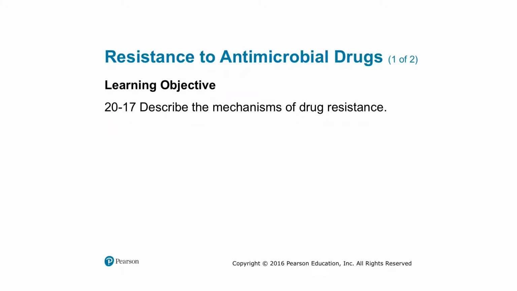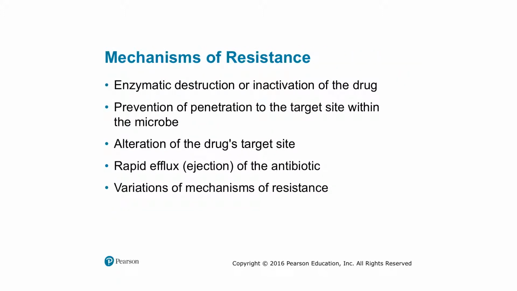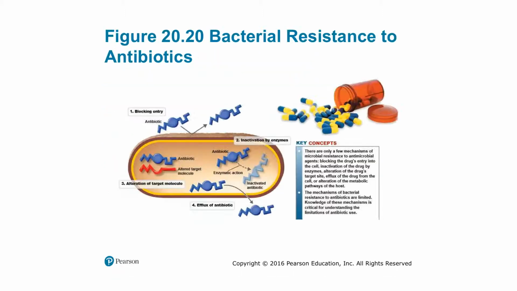So next, we're going to describe the mechanism of drug resistance. Persister cells are microbes with genetic characteristics allowing for their survival when exposed to an antibiotic. And superbugs are bacteria that are resistant to large numbers of antibiotics. Resistance genes are often spread horizontally among bacteria on plasmids or transposons via conjugation or transduction. Other mechanisms of resistance include enzymatic destruction or inactivation of the drug, prevention of penetration of the target site within the microbe, alteration of the drug's target site, a rapid efflux or ejection of the antibiotic, and the variations of mechanisms of resistance.